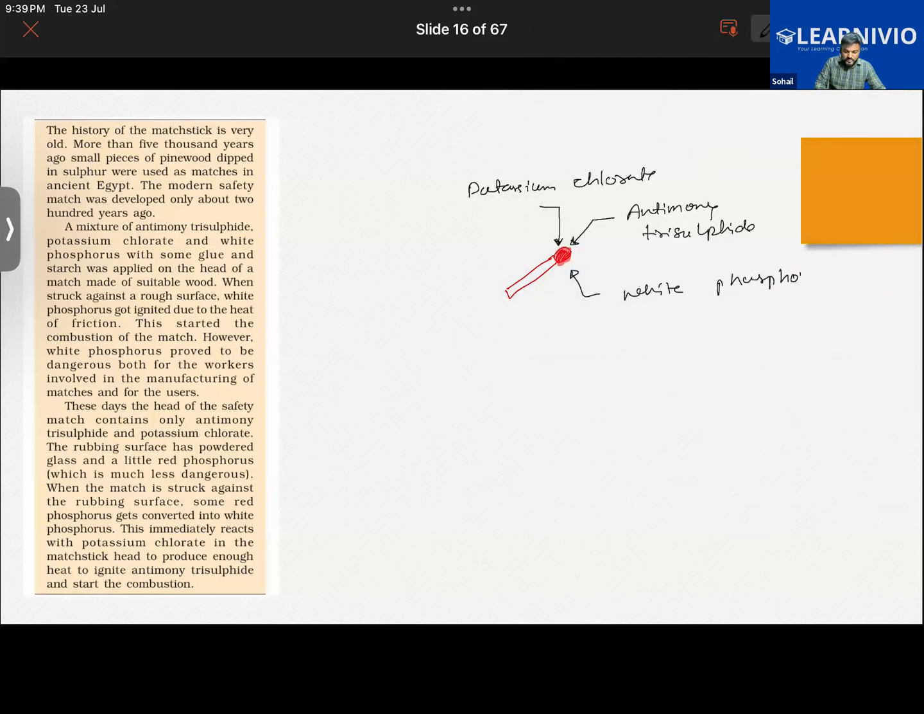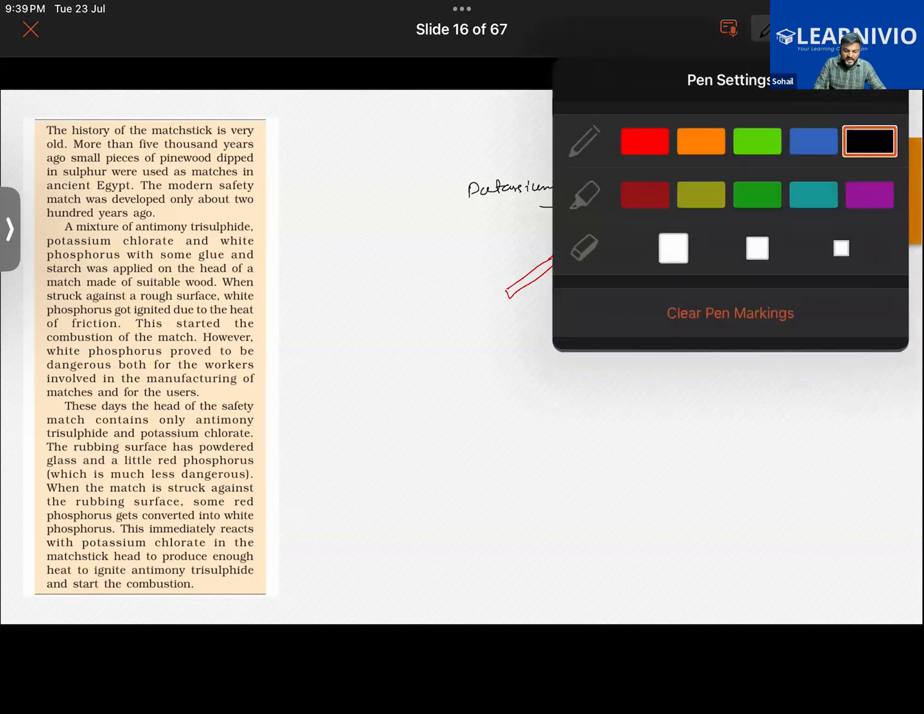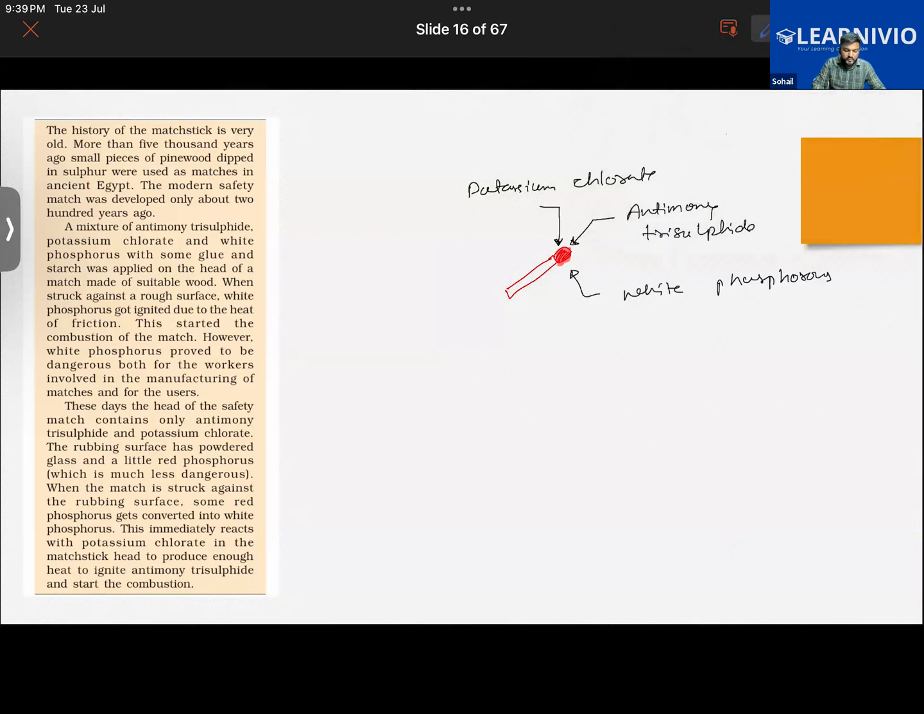Yes, sir. Apart from all this, glue and starch were also used to prepare a paste, and that paste was put on the top of this wooden stem. Now, once this was struck against a hard surface, like the surface of a rock, what would happen due to friction? Due to friction, this white phosphorus would ignite.